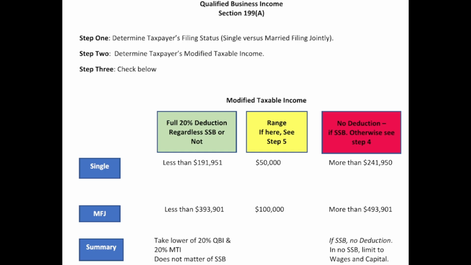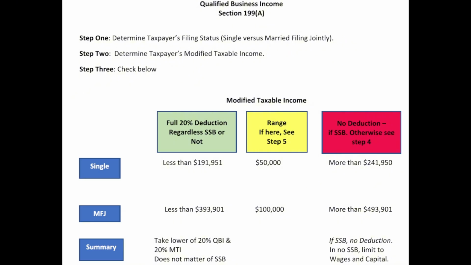Now those amounts, $191,951 to $241,950, are indexed for inflation, so they change every year. When you're looking at this, it depends on when you're looking at it. That's going to determine what your phase-out amounts are going to actually be. So do make sure you consult the most updated numbers as you're going through here.